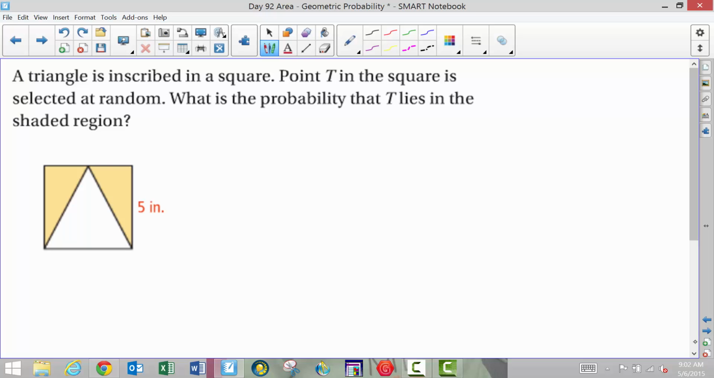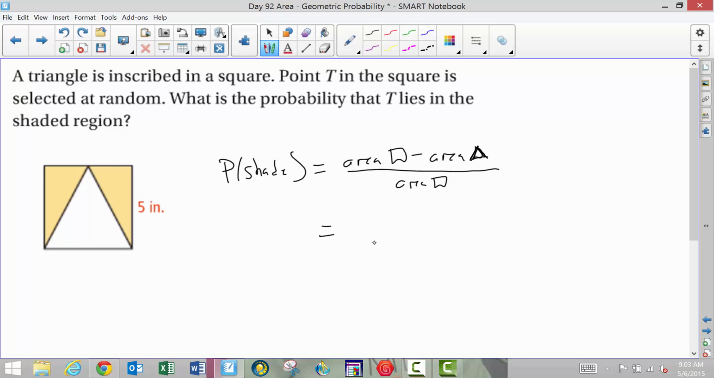Let's try another one. Chance that you're going to be in the shaded region? Well, the probability that we're going to be in the shaded region is going to be the area of the square minus the area of the triangle over the area of the square. So the area of the square, length times width or side squared, is 25. Area of the triangle is half times the height times the base, all over 25.